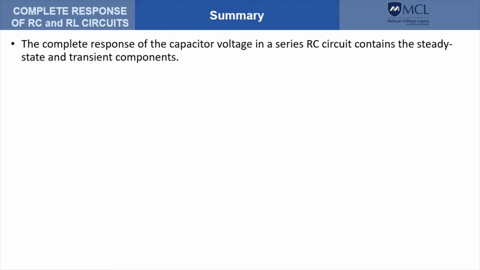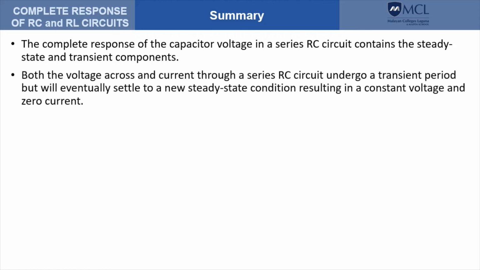So in this video, we just showed the derivation of the complete responses of series RC and RL circuits. For the series RC, we solved for the complete response of the voltage across it, and we notice that it has two components, the transient component and the steady state component. Both the voltage and the current of the capacitor undergo a transient period, but will eventually settle to a new steady state condition that will result in a constant voltage and a zero current.